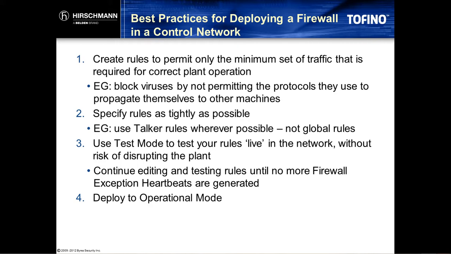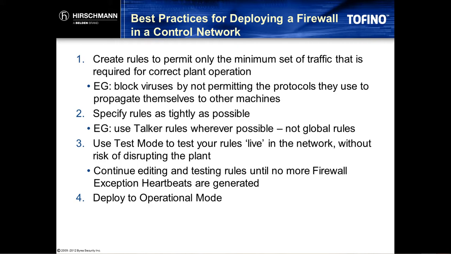So this means that we want to specify our firewall rules as tightly as possible. Wherever we can, ideally, we would like to use talker rules rather than global rules. Global rules provide the opportunity for devices other than the intended ones that we planned for to pass traffic through the firewall. When we create talker rules, only the devices whose IP addresses we've identified in those talker rules are going to be able to pass traffic through the firewall.